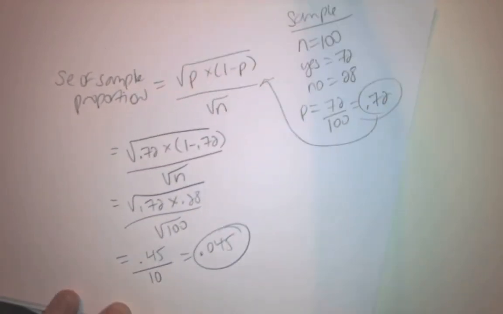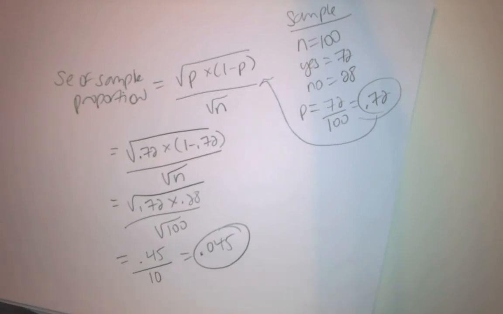Equals 0.045. So when we're interested in this particular proportion of students who voted yes, we're interested in calculating the standard error of students who voted yes. So we're looking here at a 0.05 standard error.